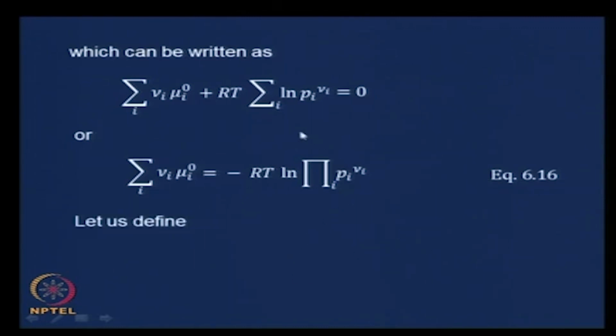Let us define this particular quantity, product over i of Pi power nu i, the partial pressure raised to the power of the stoichiometric coefficient for each of the species involved, as Kp. You would recall Kp, the equilibrium constant with respect to partial pressure, that essentially comes from this. So product over i of Pi power nu i is defined as Kp, equation 6.17.